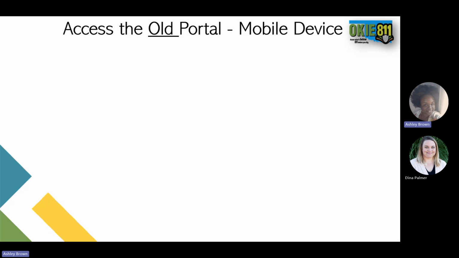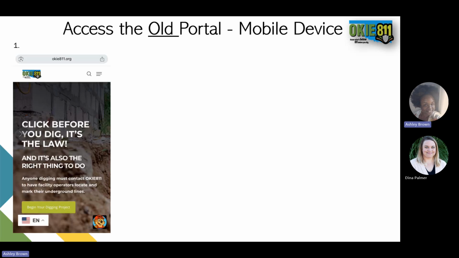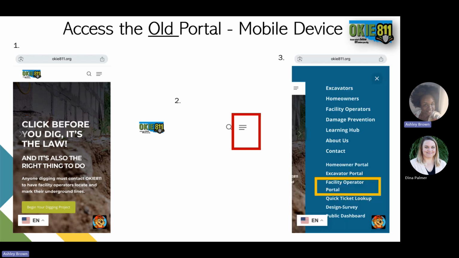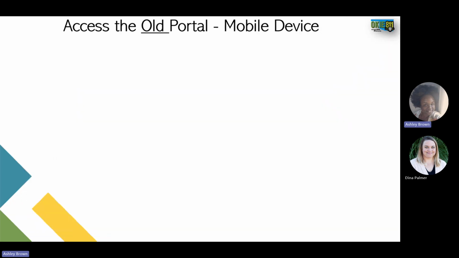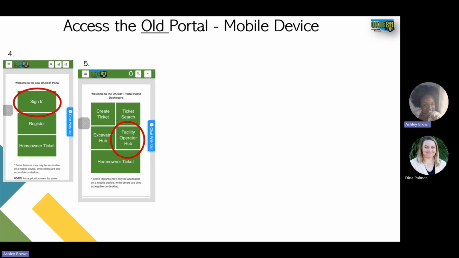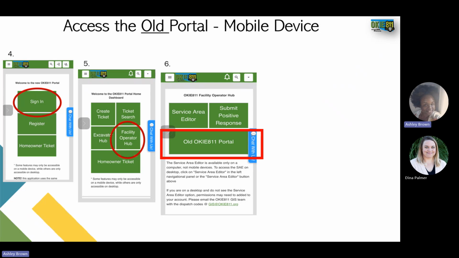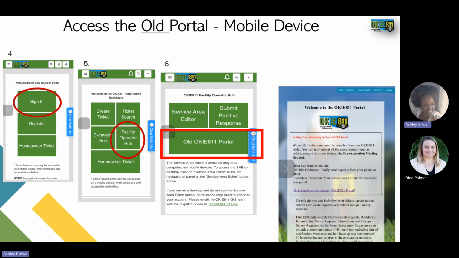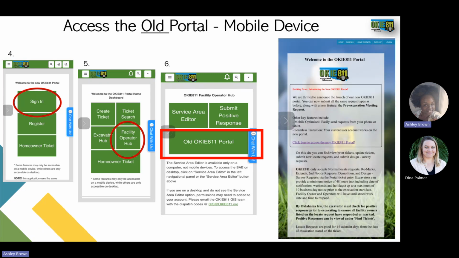However, if you need to access the old portal on a mobile device, you can do so by opening up an internet browser on your device and going to oki811.org. Then you're going to tap the menu icon, which is the three horizontal lines, and a menu will populate, and you're going to select Facility Operator Portal. Now, when you do so, that's going to take you to the sign in for the new portal. And you're going to sign in, select Facility Operator Hub, and then choose Old Oki 811 portal, and that's going to bring you to the old Oki 811 portal on your device.